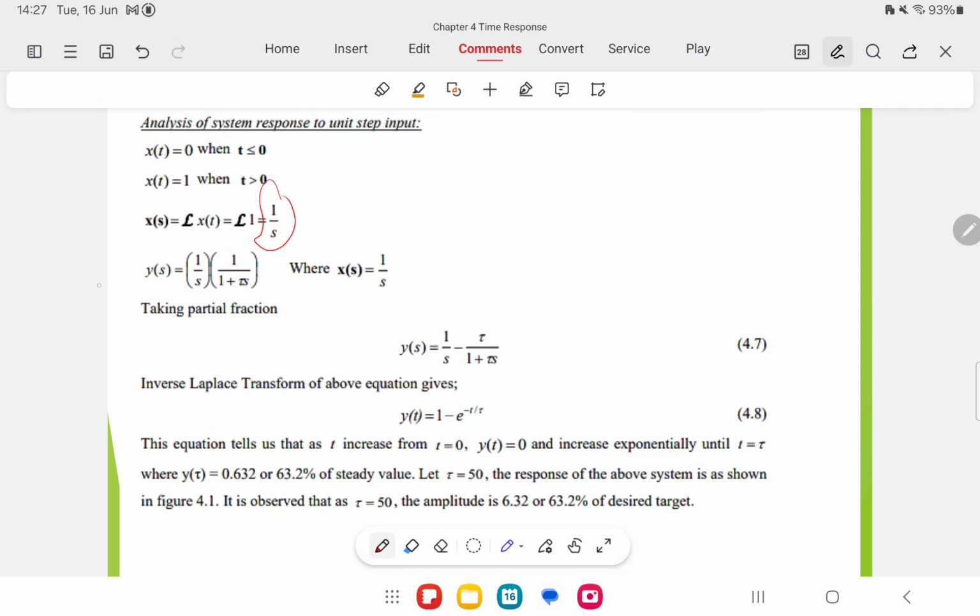Okay, so taking partial Laplace, dia akan duduk yang ni lah. Initial kita tak ada 1 over S, and then kat sini when we have a unit step input, so you akan ada 1 over S. I think dalam soalan test hari tu pun ada juga kan, unit step yang 1B, saya rasa ada.